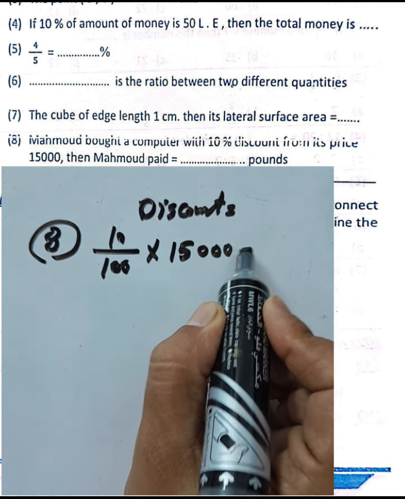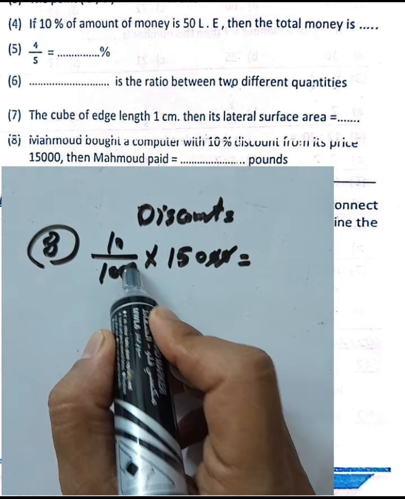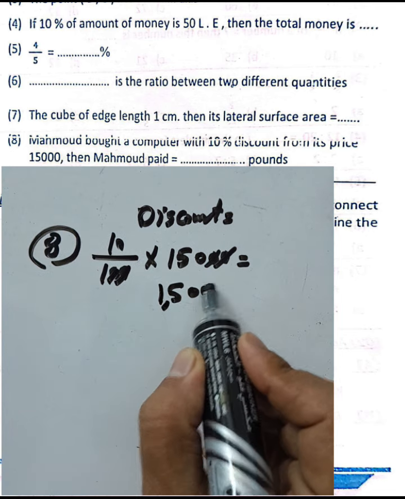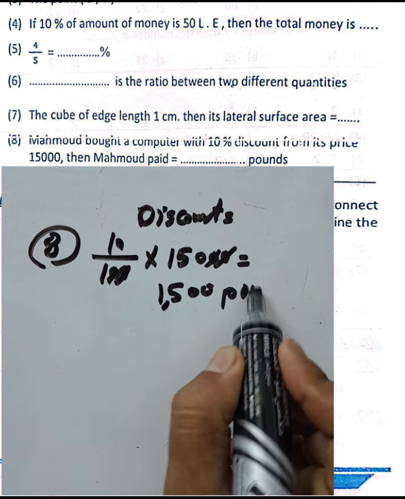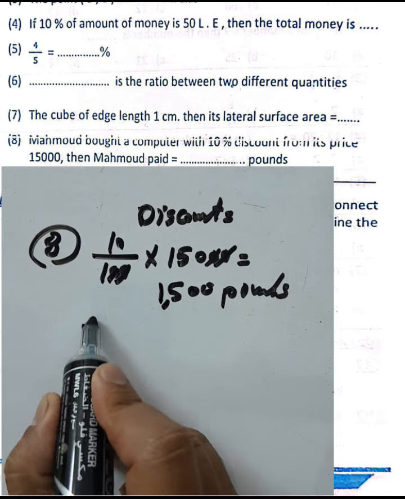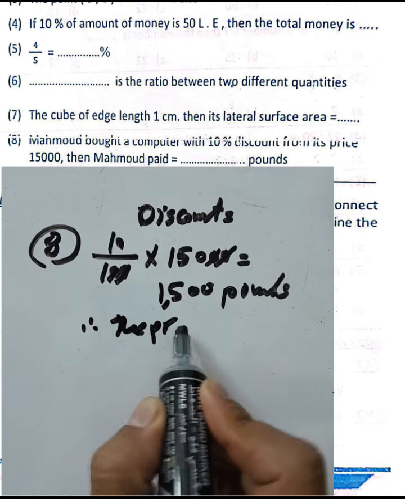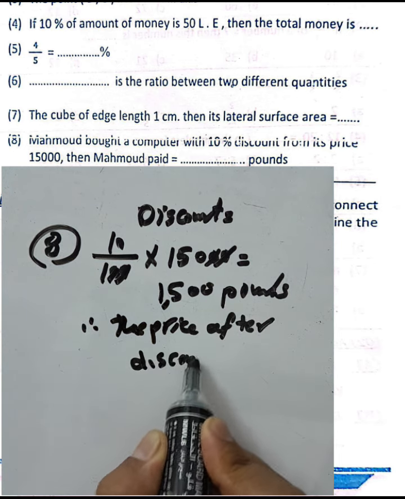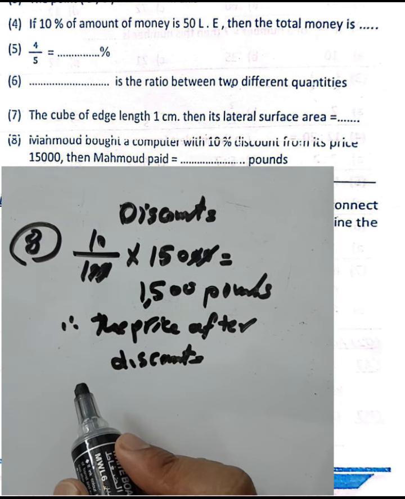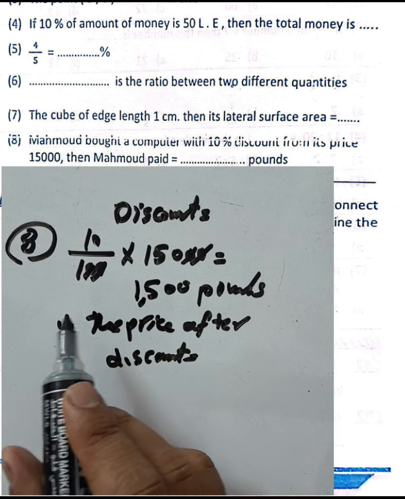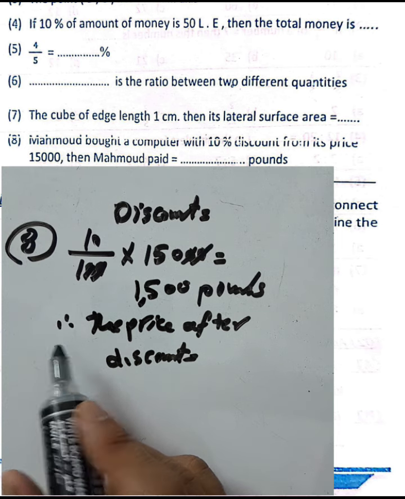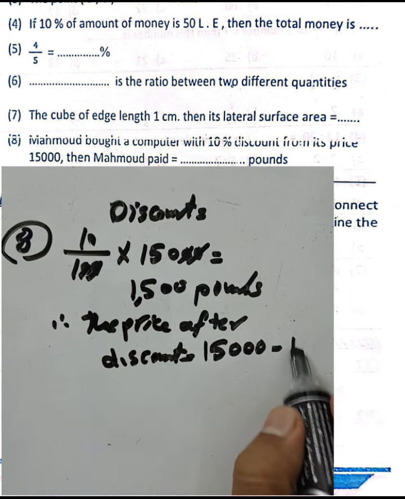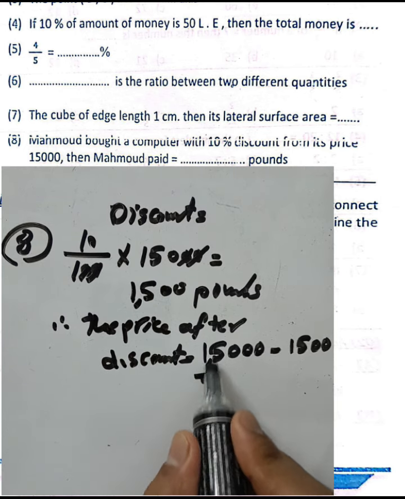10% of 15,000. Okay, 15,000 times 10%. Cancel double zero by double zero, and 150 times 10 will be 1,500 Egyptian pounds. It's the discount. Then the price after discount: you want to find the price after discount. You must subtract 1,500 from the cost or the price. 15,000 subtract 1,500.